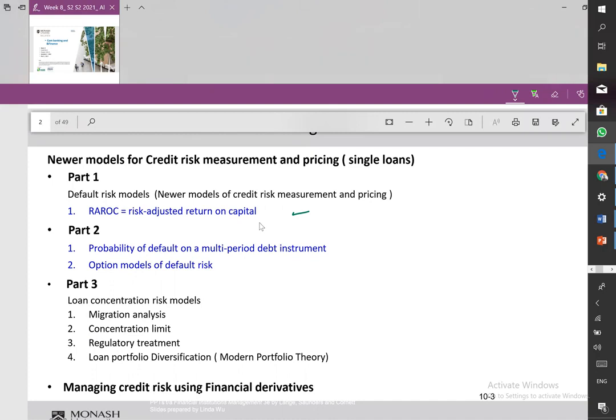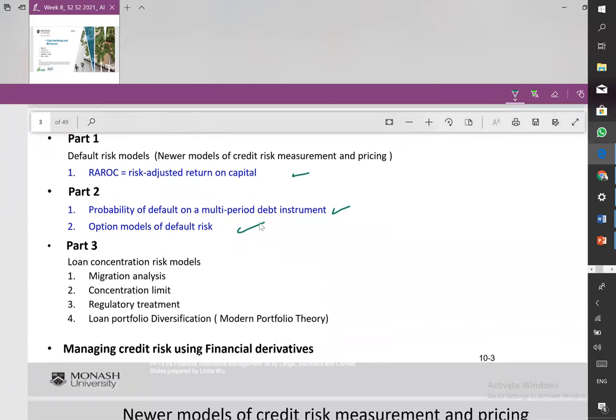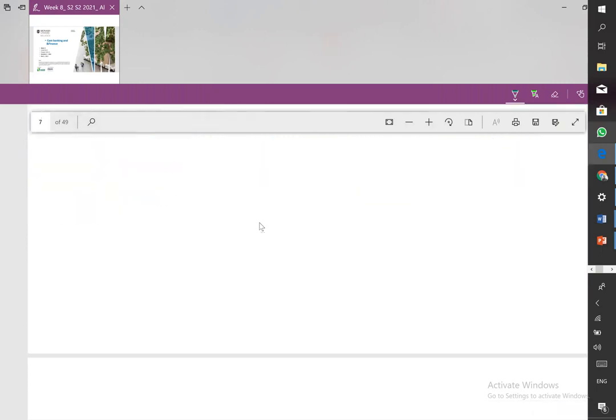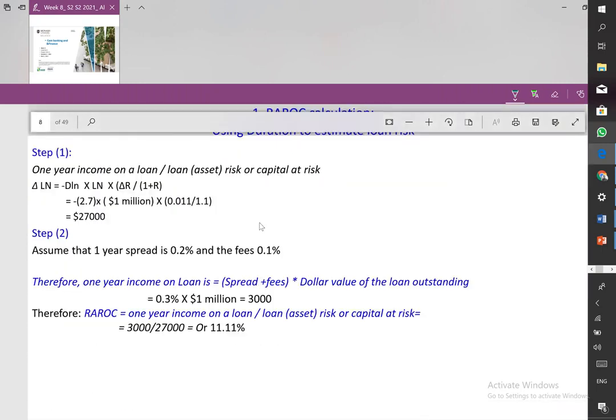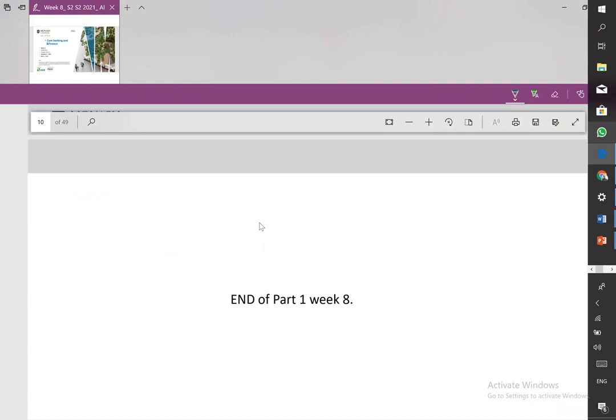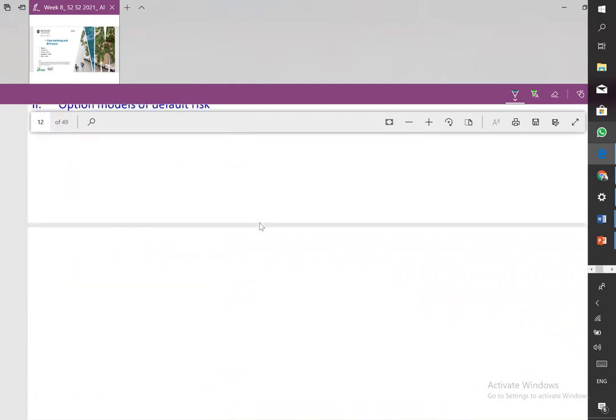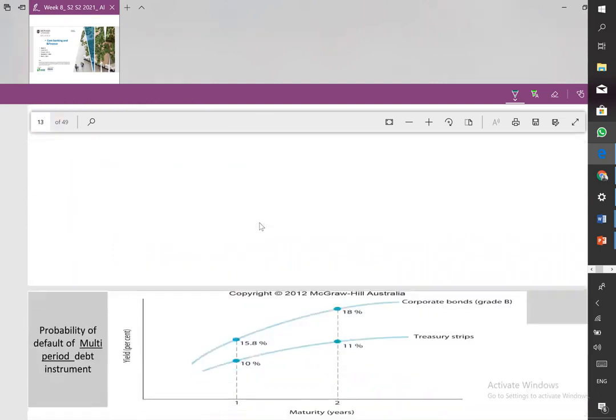Now we are going to talk about, in this part, the options and probability of default in the multivariate option model. Okay, let's start. So this is where we stopped last time, and we are going now to talk about this part 2. Okay, it's very straightforward to talk about it.